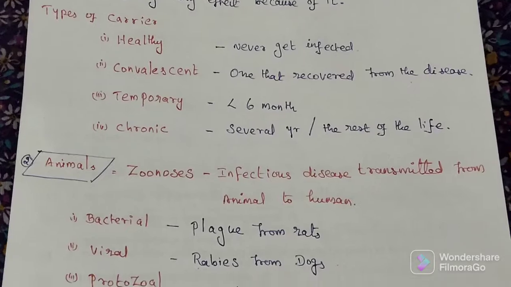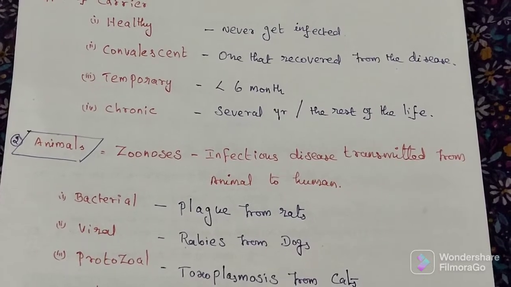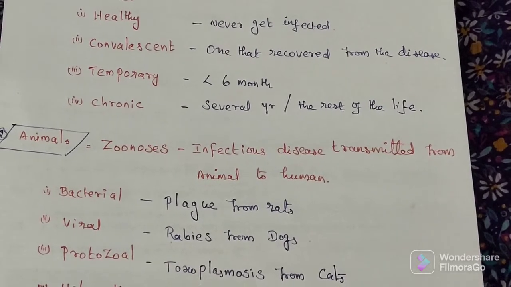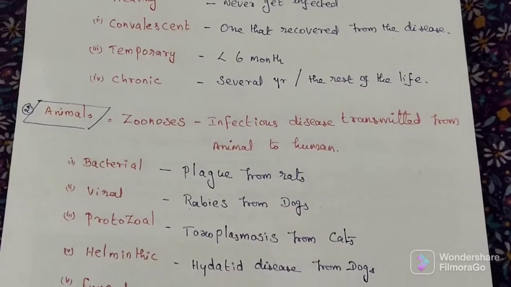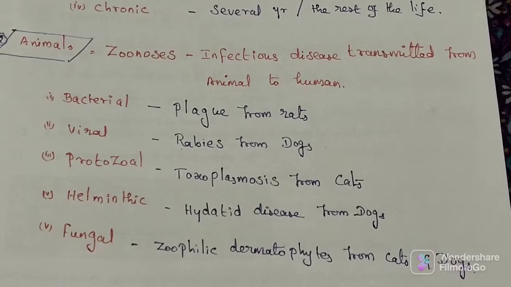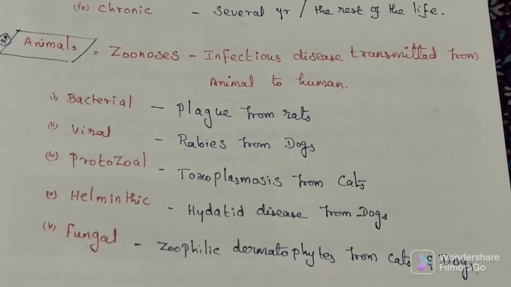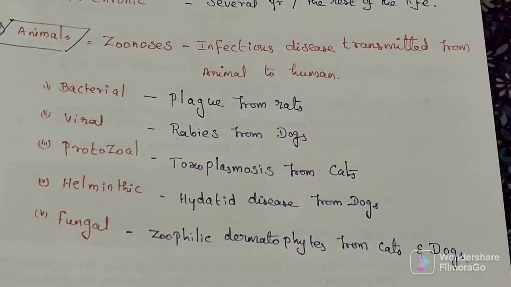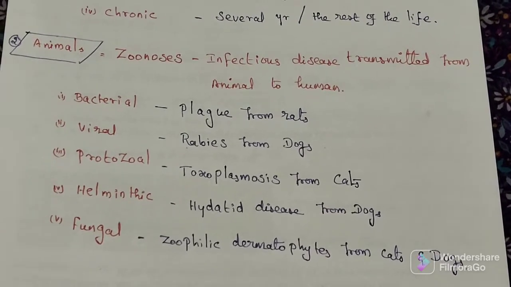Second source, animals. Zoonosis: infectious disease transmitted from animal to human. We call it zoonotic infection or zoonosis. What are the examples? Bacterial infection, plague from rat; viral infection, rabies from dog; protozoal infection, toxoplasmosis from cat; helminthic infection, hydatid disease from dog; then fungal infection, zoophilic dermatophytes from cats and dogs. These are examples of zoonotic infection.